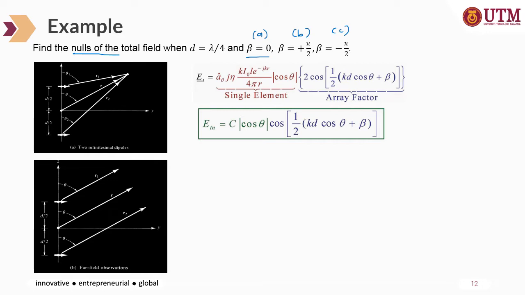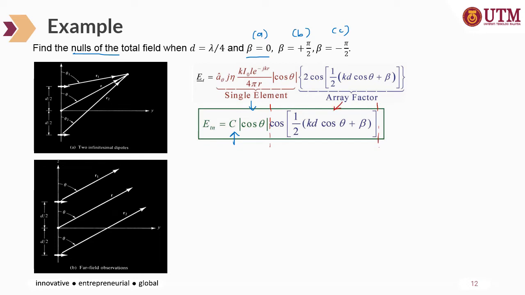To get the nulls or the maximum radiation, we need to use the total field equation, which is basically the field of the single element multiplied by the array factor. It can be simplified by this equation, where C represents the fields for the single element. So this is the single element component, while the array factor component is from here, from cos until this point. So this is the array factor.